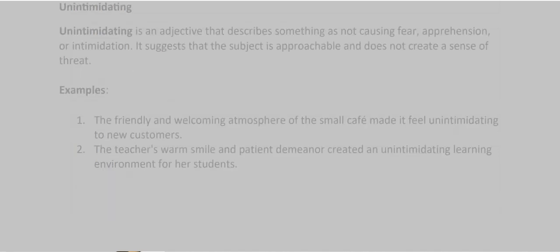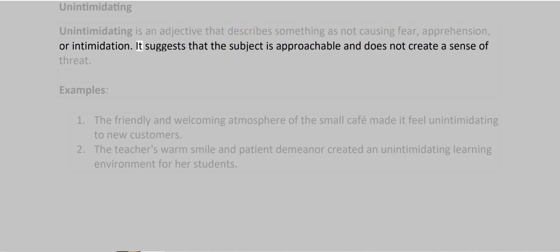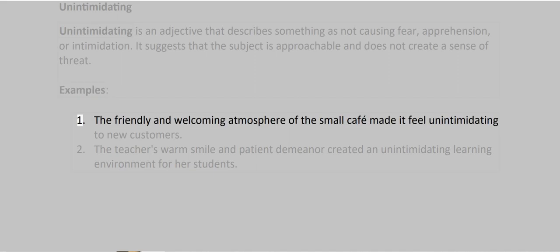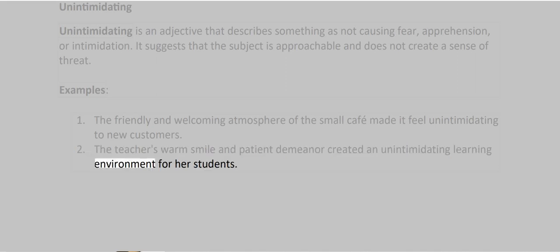Unintimidating. Unintimidating is an adjective that describes something as not causing fear, apprehension, or intimidation. It suggests that the subject is approachable and does not create a sense of threat. Examples. 1. The friendly and welcoming atmosphere of the small cafe made it feel unintimidating to new customers. 2. The teacher's warm smile and patient demeanor created an unintimidating learning environment for her students.